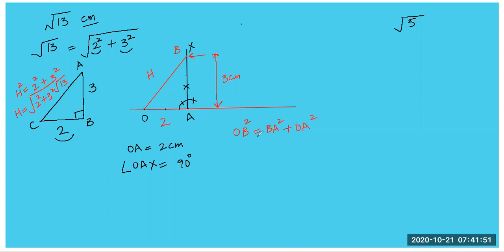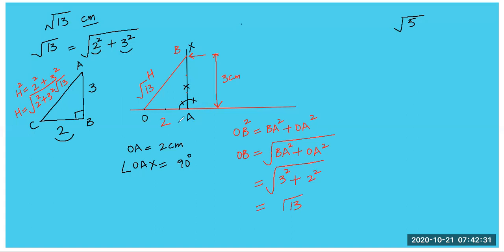OA squared. So OB would be equal to, I'll take square root on both sides, square root of BA squared plus OA squared. BA is perpendicular, that is 3 squared, and OA is base, that is 2 squared, under root, and this is equal to square root of 9 plus 4, 13. So my OB, this side, is square root of 13.